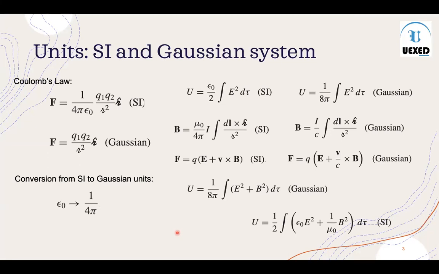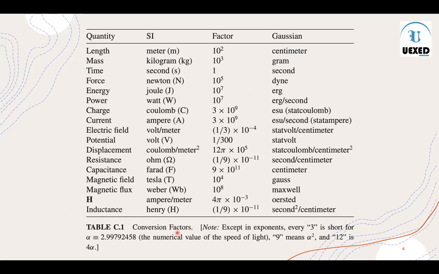All right. Let me go quickly to the next part, which is some of the conversion factors that are important. From SI to Gaussian, in Gaussian the length is denoted in centimeters. In SI you have meters, and there is a factor of 10 to the power 2. Similarly, for mass, you have kilogram in SI and gram in Gaussian, etc. You can find these things in a standard book, and you might need to remember a few of them by yourself.